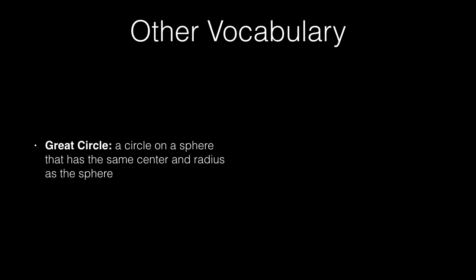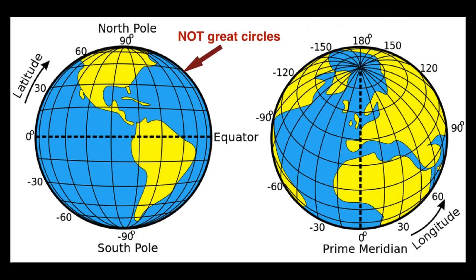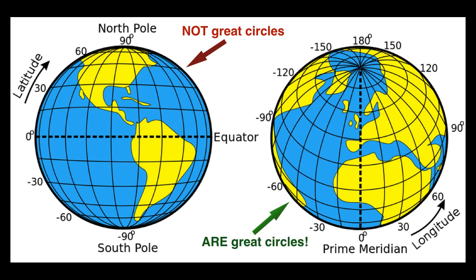Now some other vocabulary. The great circle of a sphere is any circle that has the same center and radius as the sphere itself. So those lines of, what are those? Longitude or latitude? Latitude. Lines of latitude are not great circles. The equator is, and lines of longitude are great circles because their radii are the same as the sphere.